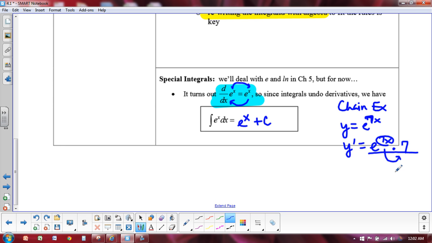So there is kind of a chain rule for integrals. But like I said, it will come later this chapter. So for right now, if you're thinking it's a chain rule sort of situation, you don't really know how to integrate that just yet. Okay.